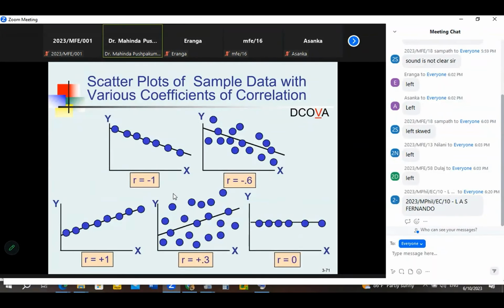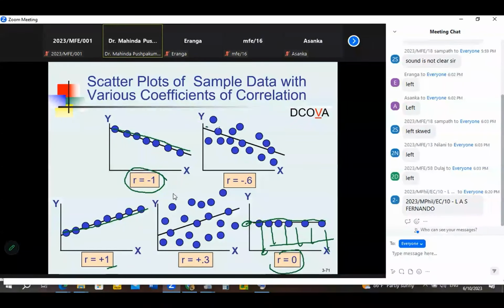Then this diagram shows the correlation coefficient and the relationship between x and y. Now this we call a perfect negative relationship. All observations are on a straight line. Perfect positive relationship, all observations are on a straight line. Zero correlation: when x changes, y does not change. No relationship. The value of x has increased, but y is constant, the same value.